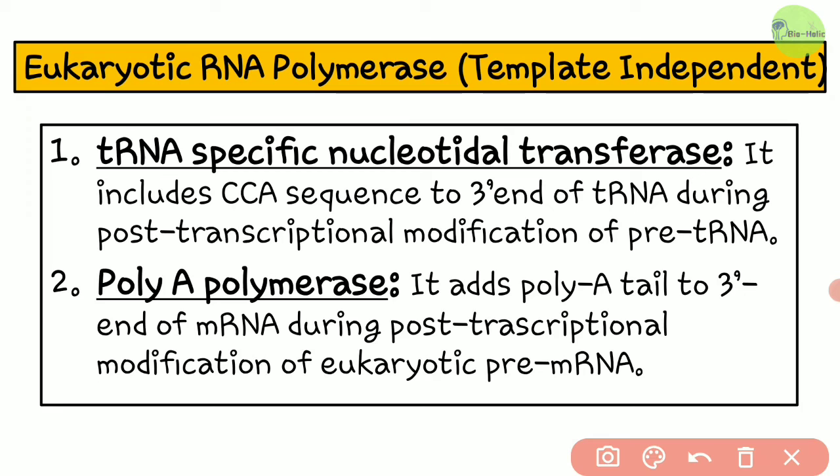There are mainly 2 types of template independent eukaryotic RNA polymerases. First type is tRNA specific nucleotidyl transferase, which adds the CCA sequence to the 3' end of the tRNA during post-transcriptional modification of pre-tRNAs. And the second type is poly-A polymerase, which adds a poly-A tail, or adenine tail, to the 3' end of the mRNA during the post-transcriptional modification of eukaryotic pre-mRNAs.